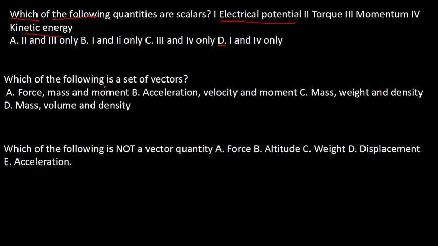I told you that anything that is potential in nature is actually a scalar. Are you getting me? Which of these following is a set of vector? Look at the one that they are all vector. Mass is not a vector. Moment, yes. So therefore, acceleration, velocity, and moment are actually vector, which is correct answer B.